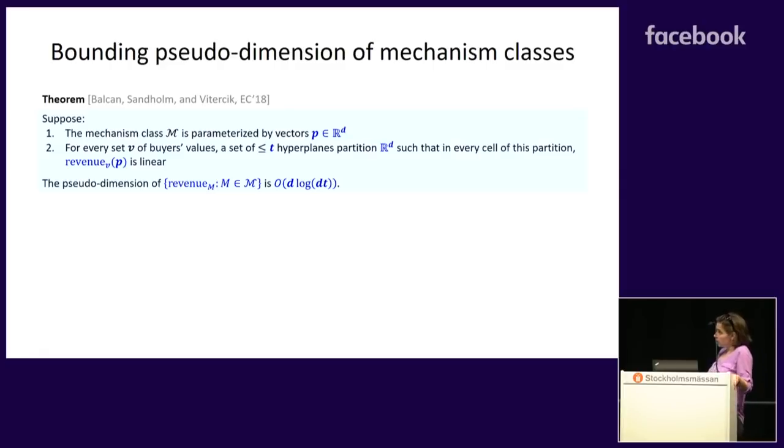Now we go to very general mechanisms that are parameterized by vectors that are potentially in R^d. In the previous case, we had just one real-valued parameter. Now in general, we can have many real-valued parameters. If we do posted price mechanisms, or affine maximizer auctions and so on, we'll have many more real-valued parameters.